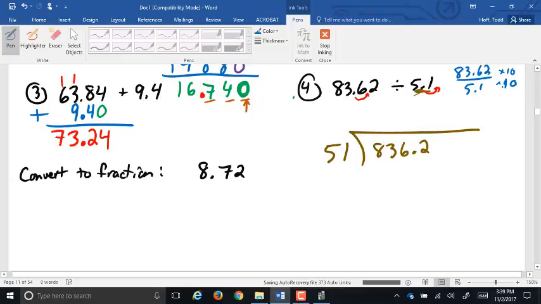So we go to divide. Let's say I want this to the nearest hundredth. So 51, does that go into 8? No. So we'll leave a blank above the 8. 51 into 83.